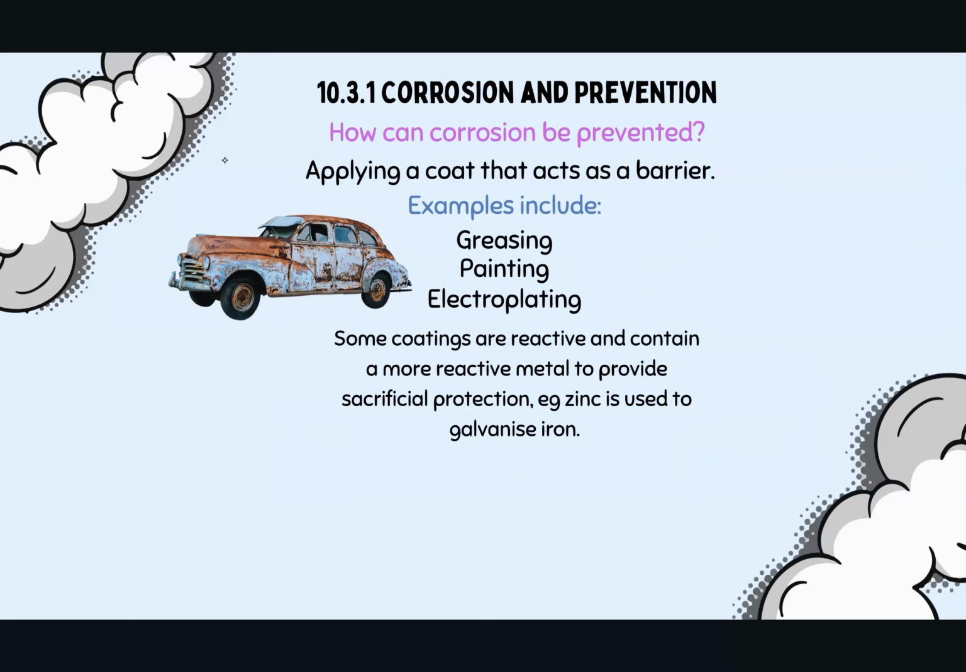So, how can corrosion be prevented? We can apply coats that act as a barrier, so we can add grease, we can paint it, we can electroplate it. That means covering it with a cheaper metal. Some coatings are reactive and contain a more reactive metal to provide sacrificial protection. For example, zinc is used to galvanize iron. So zinc is more reactive than iron, which means that only the zinc reacts with the oxygen.